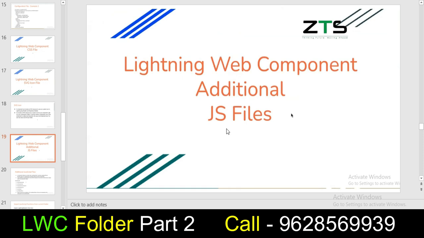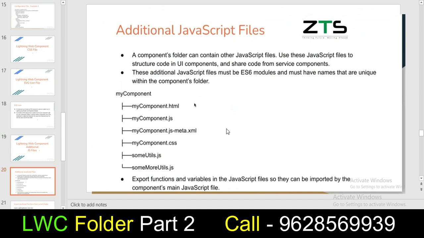Next is the Lightning Web Component additional JS file. If you need another additional JavaScript file, you can also use it. A component folder can contain other JavaScript files. Use these JavaScript files to structure code in a UI component and share code from a service component. Those additional JavaScript files must be ES6 modules and must have names that are unique within the component folder. For example, myComponent is a folder. In myComponent, three files are automatically created: myComponent.html, myComponent.js, and myComponent.js-meta.xml. myComponent is a component.